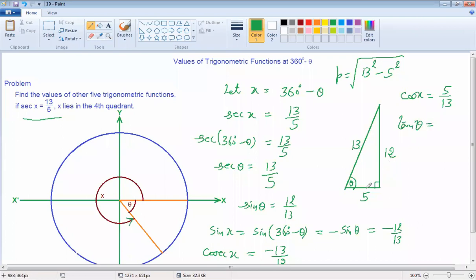Tan theta means perpendicular upon base, 12 by 5. Therefore tan of x is equal to tan of 360 degree minus theta. That is, we have found it to be minus tan theta. So this is minus 12 by 5. And so finally its reciprocal cot of x is equal to minus 5 by 12. I hope this solution of the problem is clear to all of you.